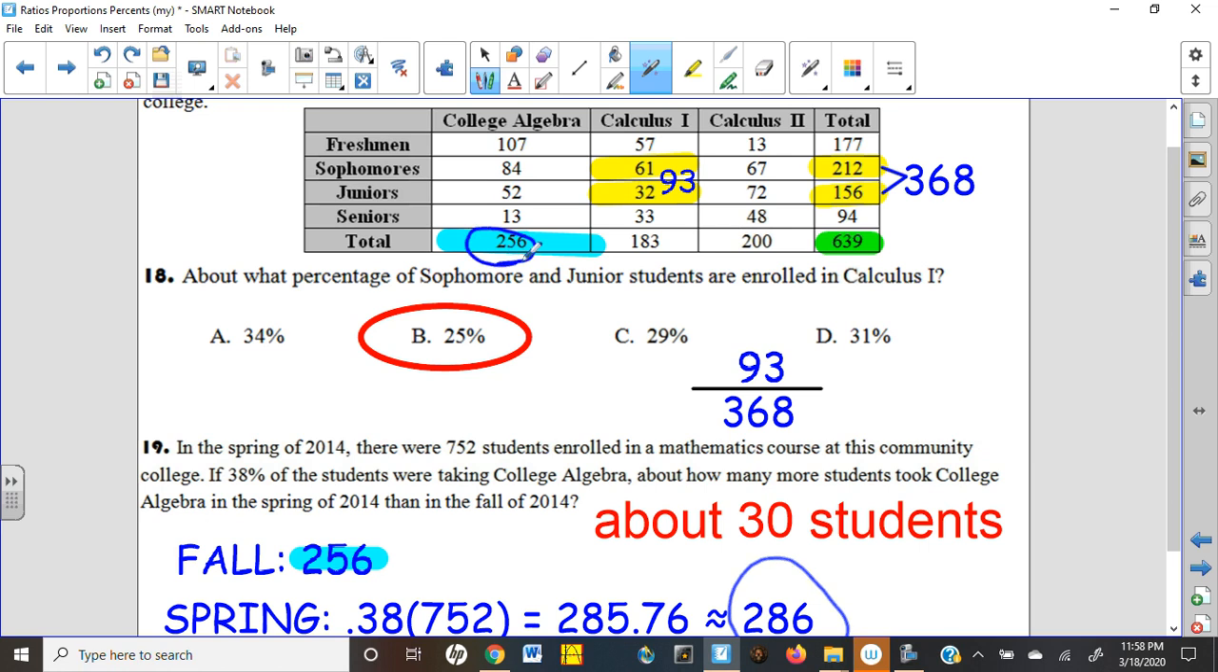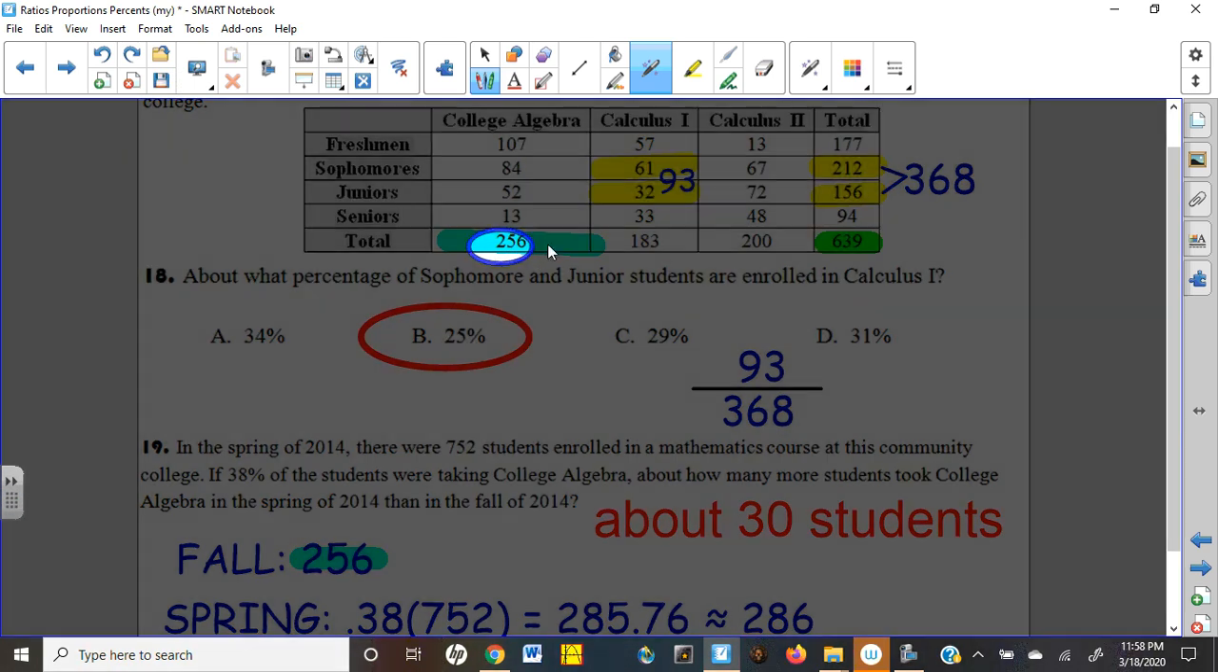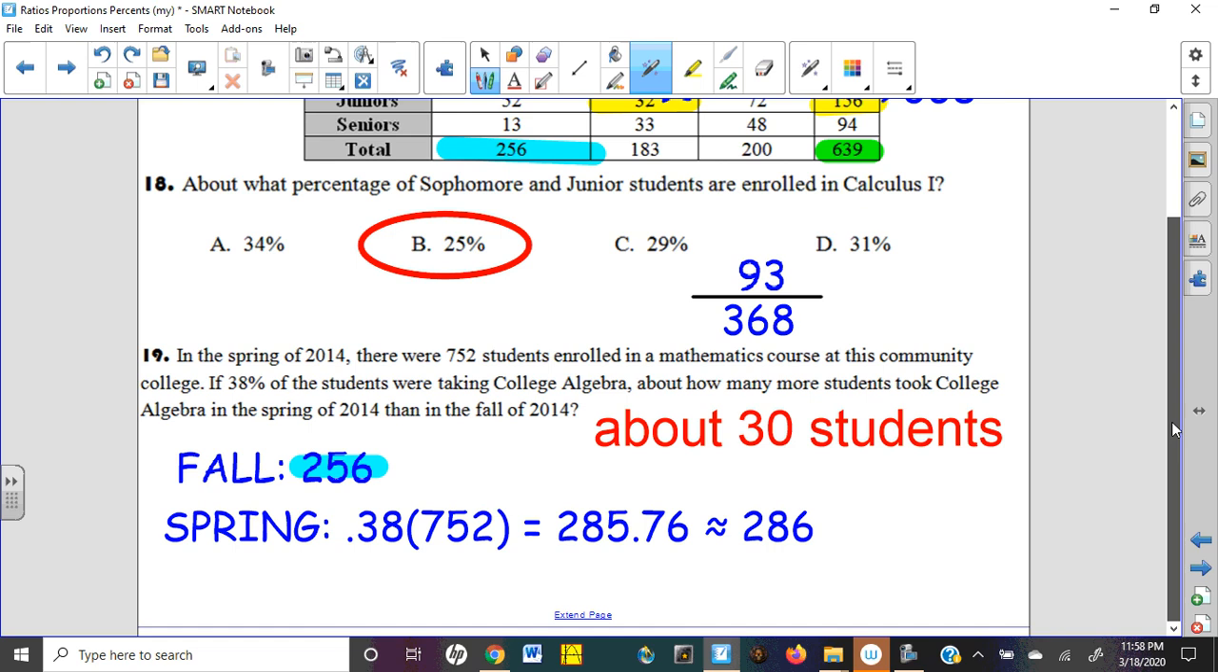256. And so now it just becomes a simple subtraction problem. 286 subtract 256, right, gives us that 30, which is the answer.